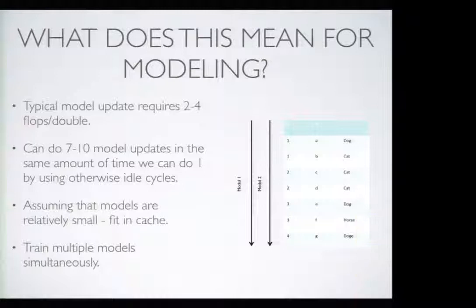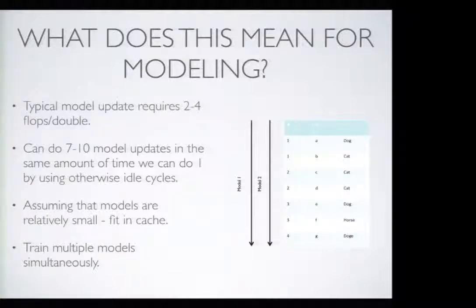So what does that mean for modeling? Well, a typical model update, one of these deltas I talked about earlier, basically requires something on the order of 2 to 4 flops per double. And this is going to vary depending on how complicated your model is, but for sort of the bread and butter ones, this is about what we see. So what that means is, with this 25x impedance mismatch, we can do something like 7 to 10 model updates in the same amount of time, by using otherwise idle cycles.